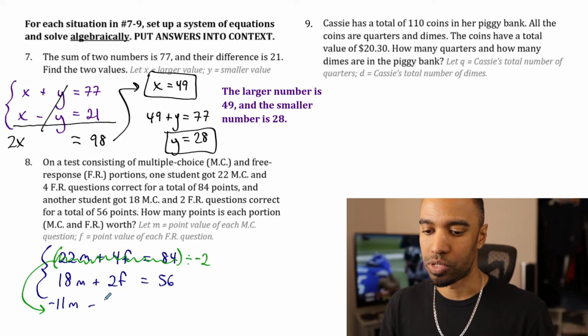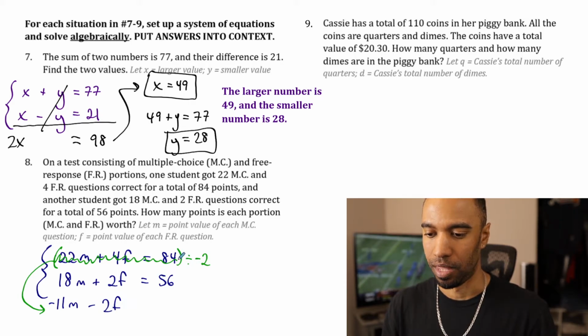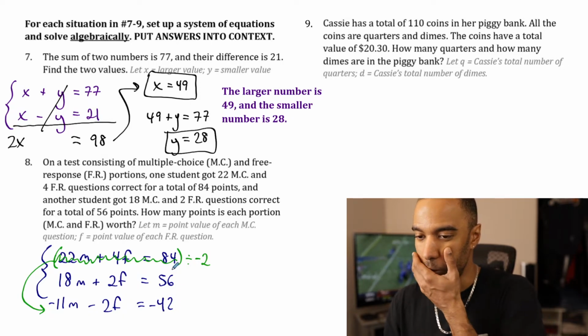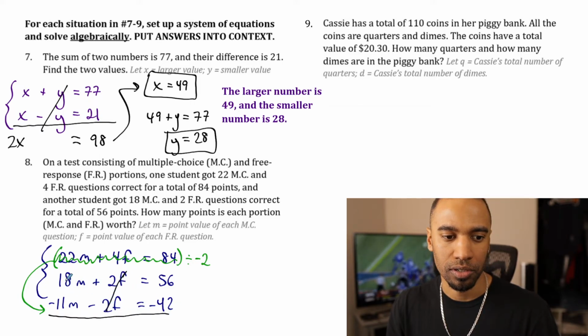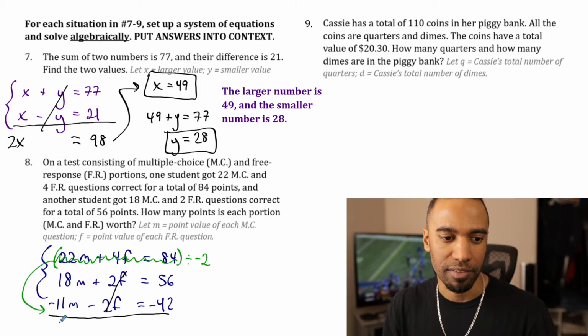4f divided by -2 is -2f. And 84 divided by -2 is -42. Okay, so now when I add, everything will be kind of as I need them to. The f's cancel. 18m minus 11m is 7m.